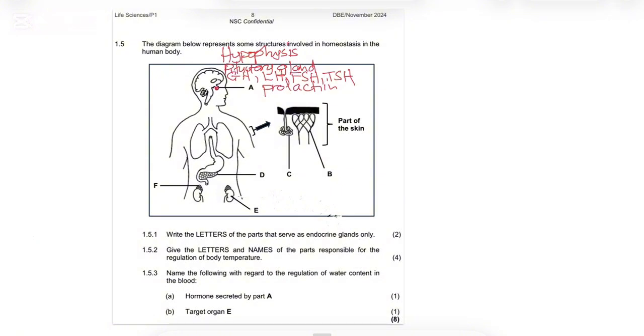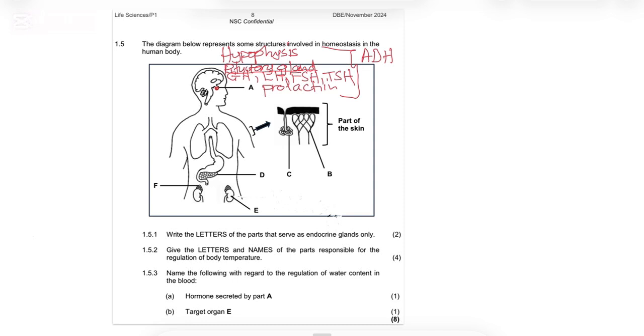We also need to note that besides producing hormones, this pituitary gland also stores and then secretes another hormone which is called ADH. But this ADH is produced by the hypothalamus. So the hypothalamus produces ADH, which is antidiuretic hormone, and this hormone is actually stored by the pituitary gland, which then secretes it directly into the blood.